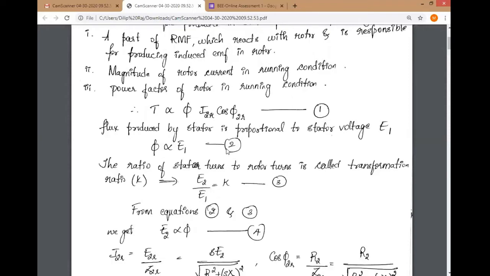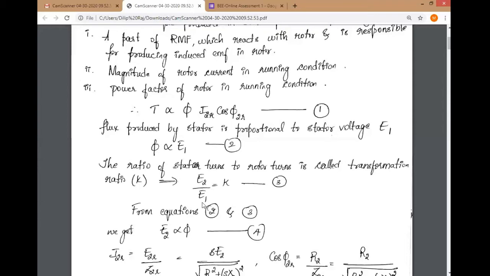Now we know generally induction motors are always compared with that of transformers. In transformer, transformation ratio is nothing but the ratio of the secondary voltage to that of primary voltage. So here, applying the same concept for induction motor, the ratio of rotor turns to stator turns is what is referred to as transformation ratio, or in turn the rotor voltage to that of stator voltage is considered as transformation ratio. So E2 is the rotor EMF, E1 is the stator EMF. Now the transformation ratio is given by E2 by E1.